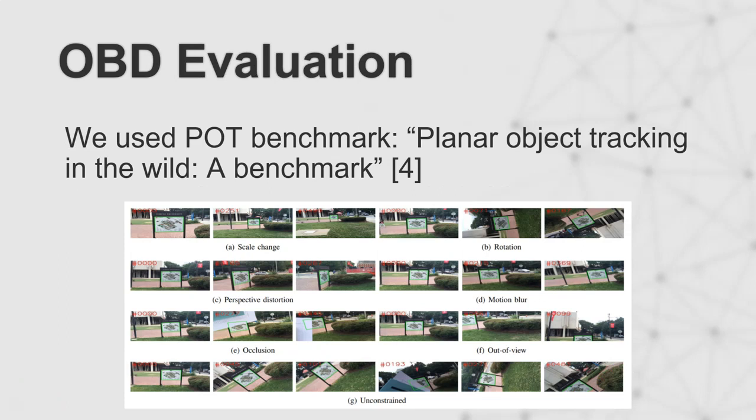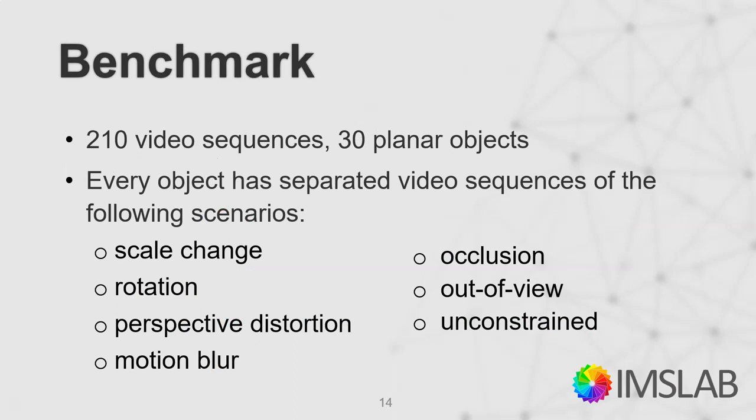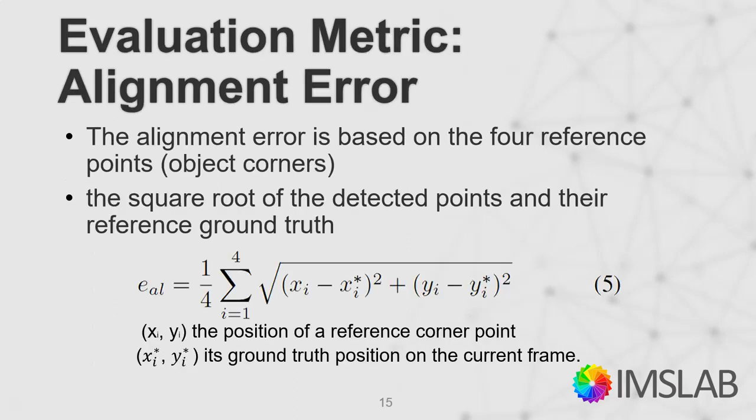To evaluate OBD and compare it with the state-of-the-art POT algorithms, we use the Planar Object Tracking in the Wild benchmark. The benchmark is comprised of 210 video sequences with 30 planar objects and is considerably close to the generic mobile augmented reality scenario. Every object has separate video sequences of the following scenarios: scale change, rotation, perspective distortion, motion blur, occlusion, out-of-view scenario, and unconstrained scenario. As the evaluation metric, we use the alignment error.